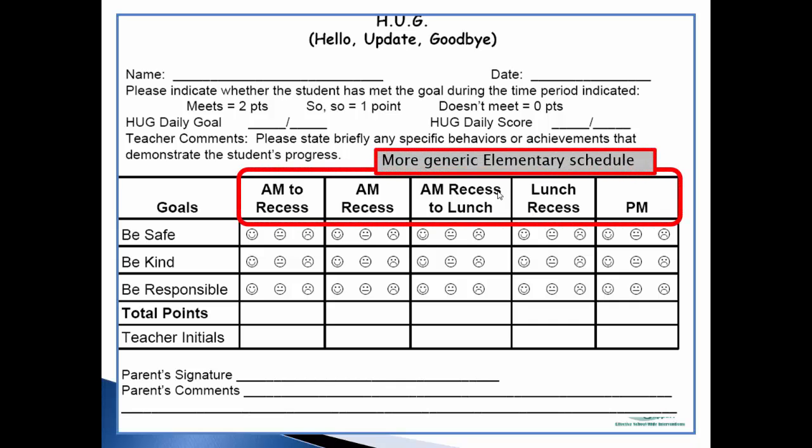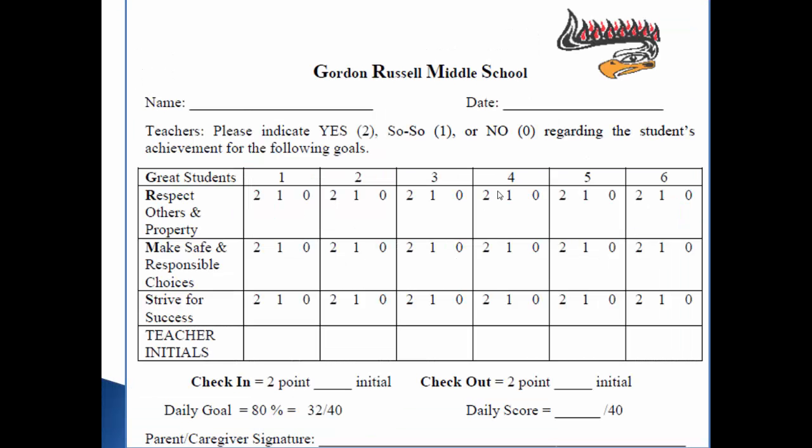And you can see for an elementary schedule, oftentimes these routines are more generic because you do have more variability across different classrooms throughout the day. So this is Gordon Russell Middle School, their point card. And again, you can see this is a middle school. And so middle schools, sometimes it's a little bit easier because they're on like a block system. So first period, second period, and so on. The school-wide rules, you can see respect others and property, make safe and responsible choices, strive for success. Those align with their school-wide rules. They're not individualized. And you can see again the points down below and so on.